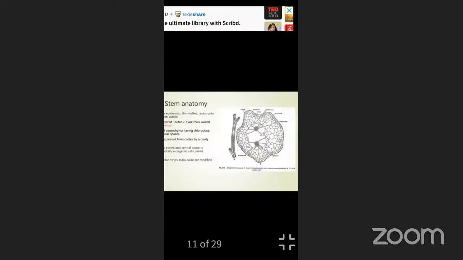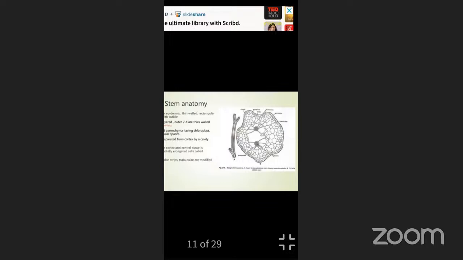And when we take the stem, this is the transverse section of the stem. Here three zones are there, that is the epidermis, cortex and stele. The epidermis is a single layer, the outermost layer, covered by a thick-walled cuticle, and below the epidermis the cortex is there. The cortex is differentiated into three zones: outer cortex, middle cortex and inner cortex.